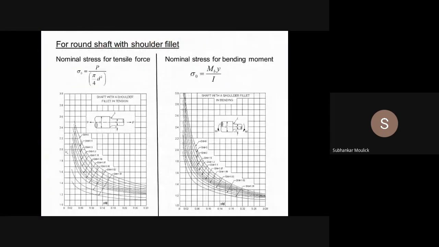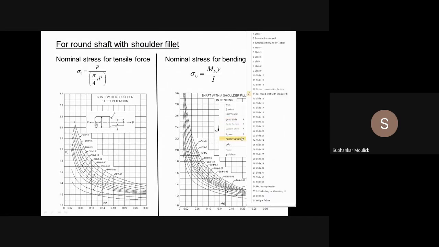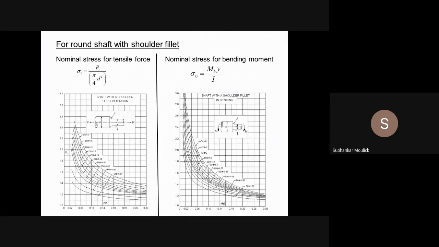Capital D by small d is 1.1. That means this value. This is my capital D by d, 1.1. That means which graph? If I count from the top, it will be the first, second, third, fourth, fifth, sixth graph from the top. Yes or no? This graph.